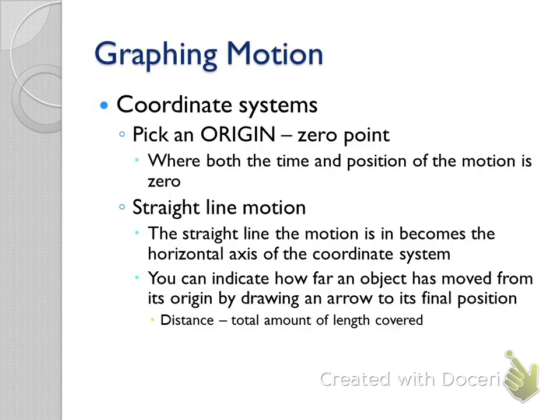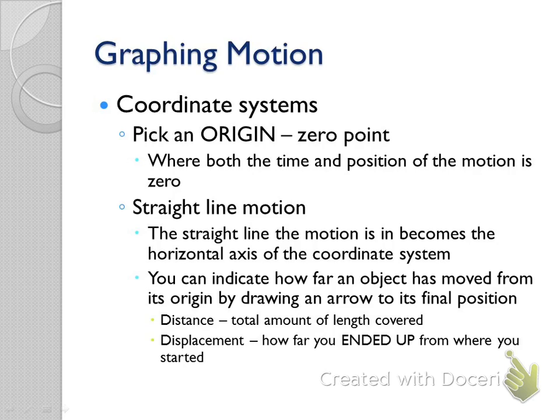Okay, there's two distinct ways that we can talk about how far something has moved. Those two terms are distance and displacement, and they're two very different things. So distance is the total amount covered, where displacement is how far you ended up from where you started. I'm going to show you the difference in those two things. So distance is the total amount of maybe steps that you took, total amount of meters that you covered. Displacement is how far you ended up from where you started.